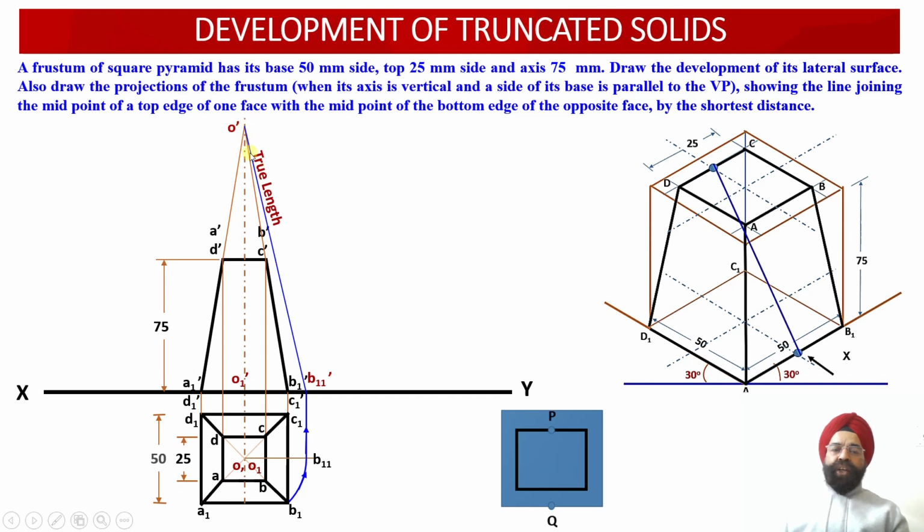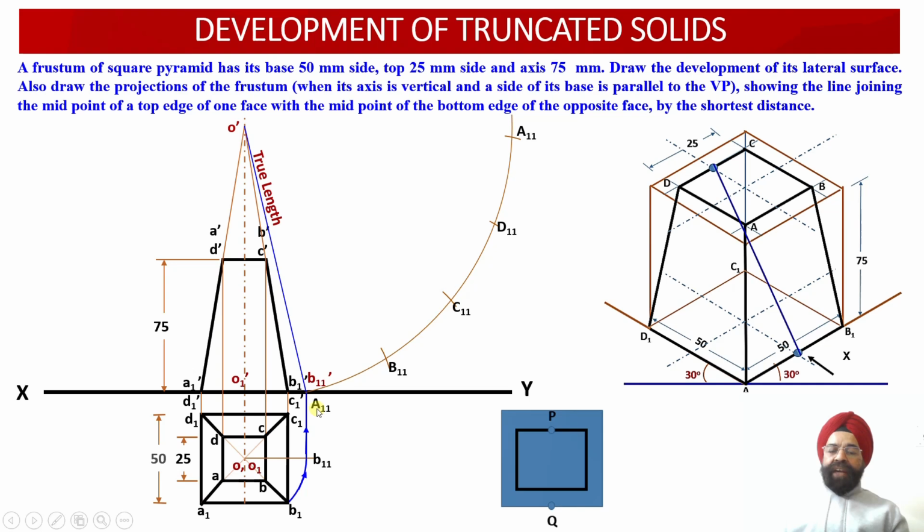Now with this radius equal to O dash B11 dash, we are going to draw an arc with point O as the center. So with point O as the center, we open the radius equal to O dash B11 dash, and draw a long arc. Now we measure the edge length of the base, which is 50 millimeter. So now we obtain 4 segments corresponding to the base. We have drawn 1, 2, 3, 4 arcs.